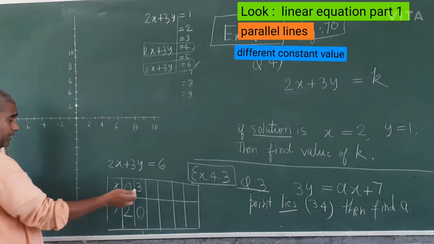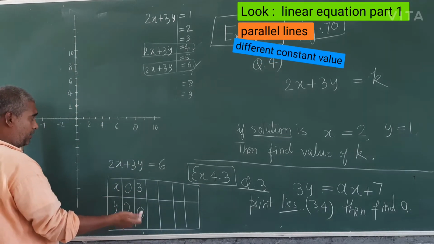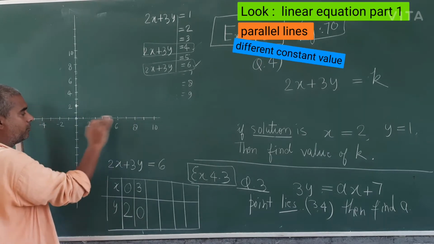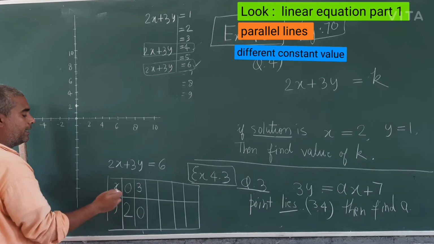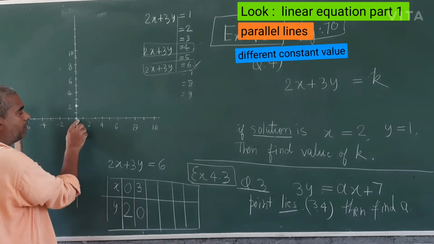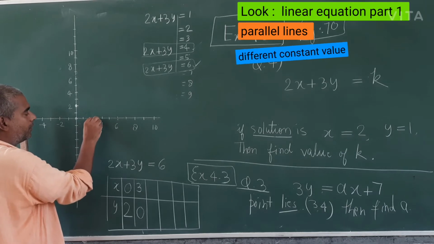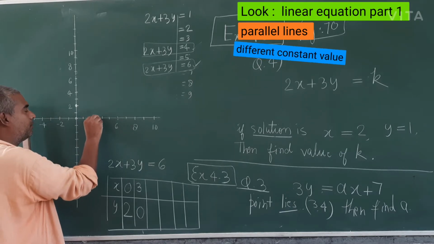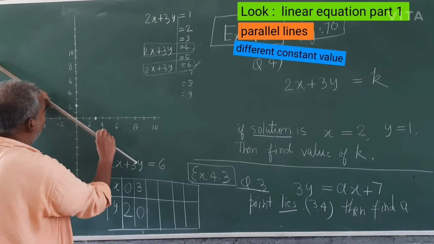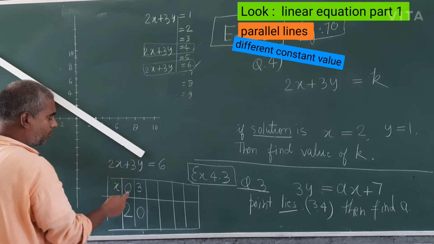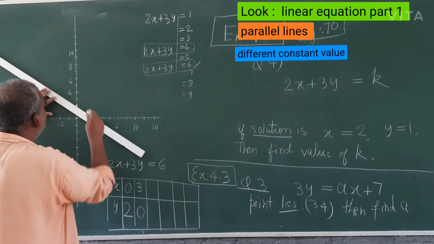Now second, y is equal to 0 means on the x axis, and x equal to 3. So on the x axis, 1, 2 and 3, x equal to 3, the point 3 comma 0. Now join these points, 0 comma 3, 3 comma 0.